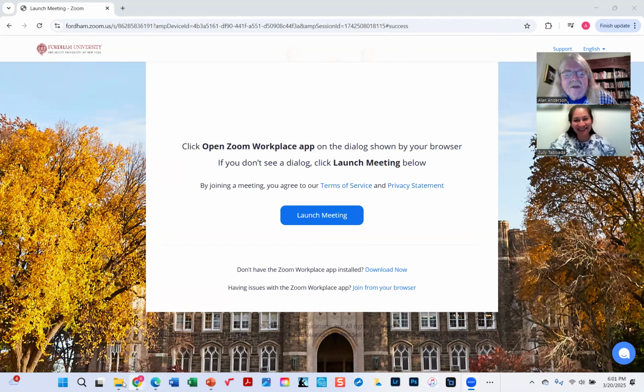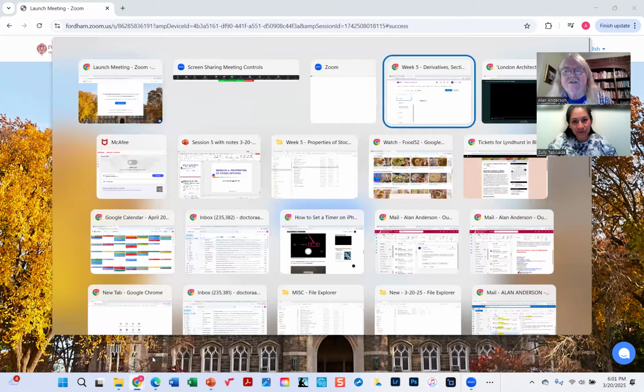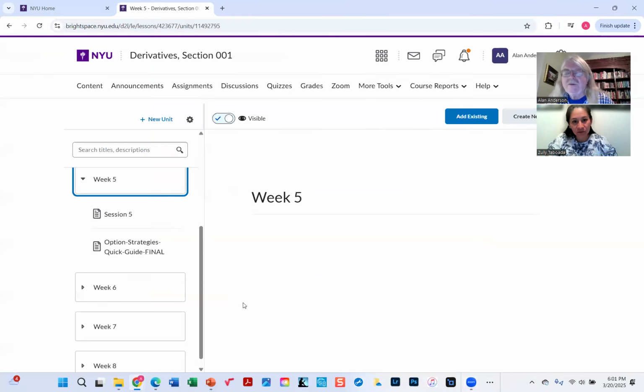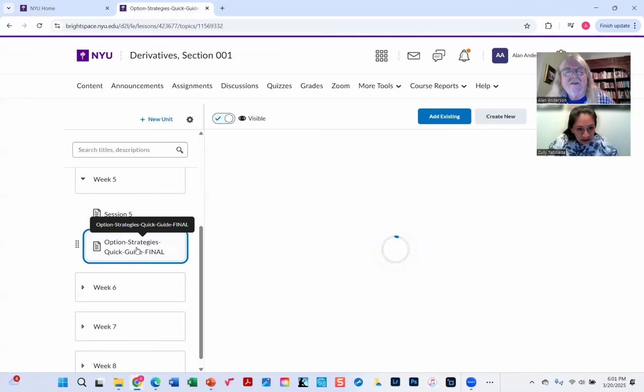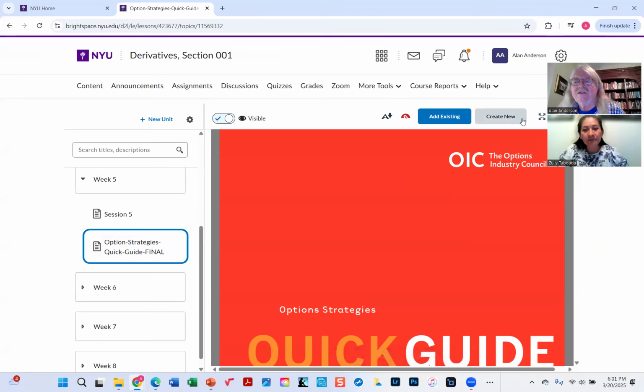But I do want to point out that last week when we were looking at strategies, there's a document I wanted everyone to see, and I just couldn't for the life of me find it. So I did finally find it. I put it here at session 5. I'm going to open it up real fast just so you can see what's in here and why I like this so much.